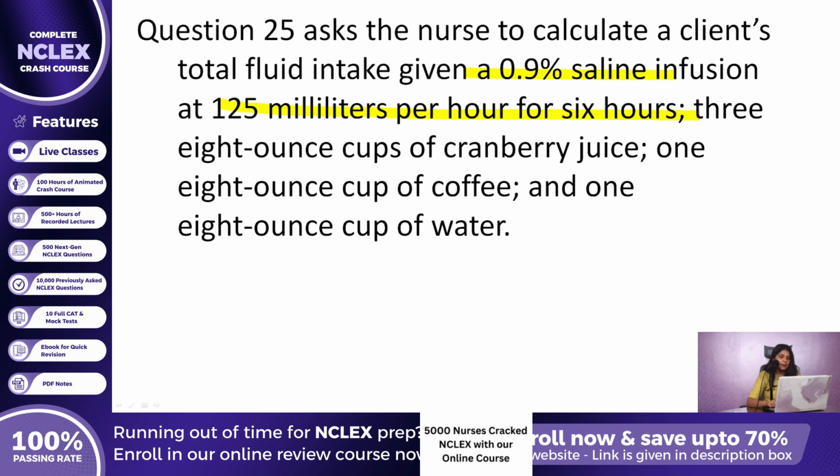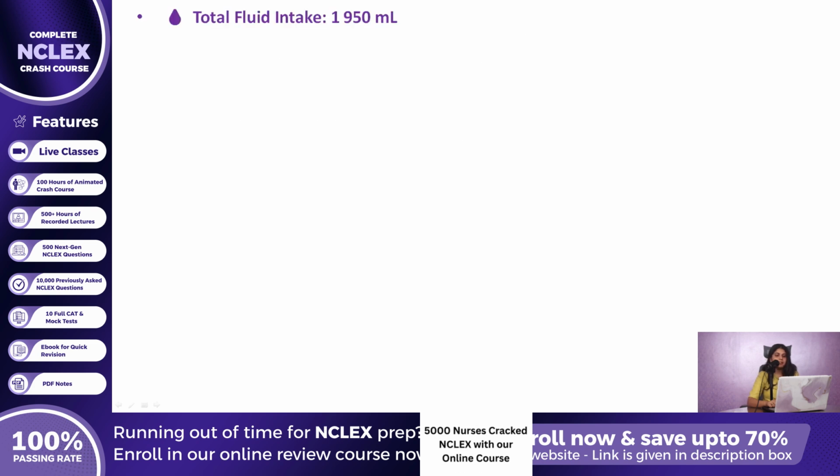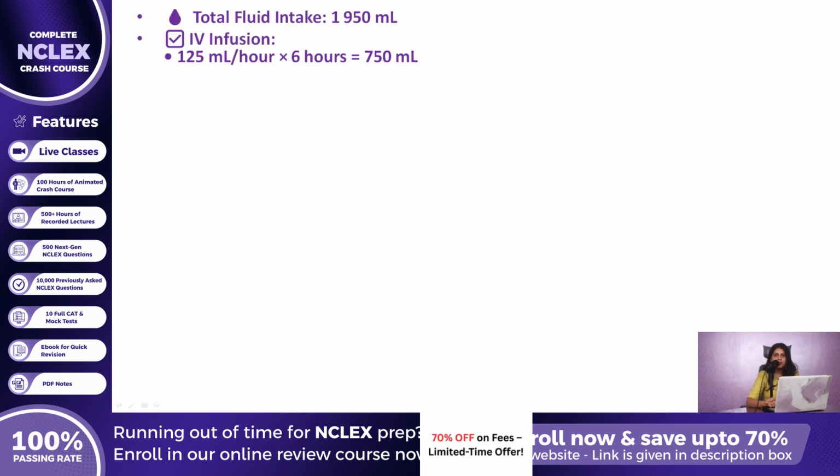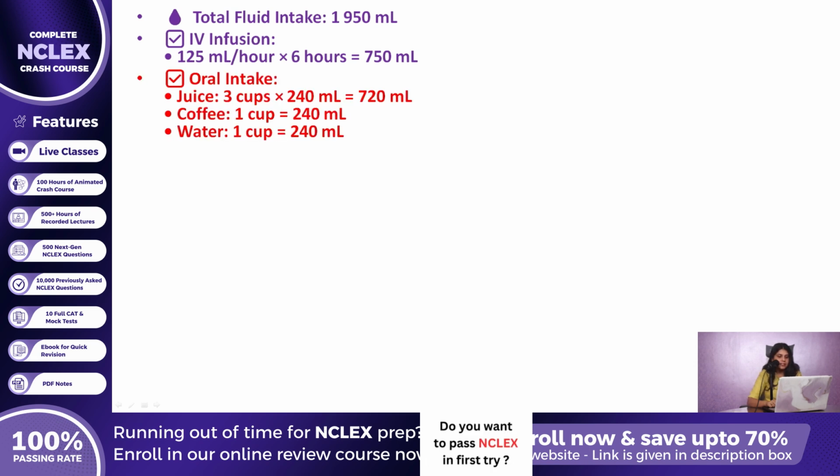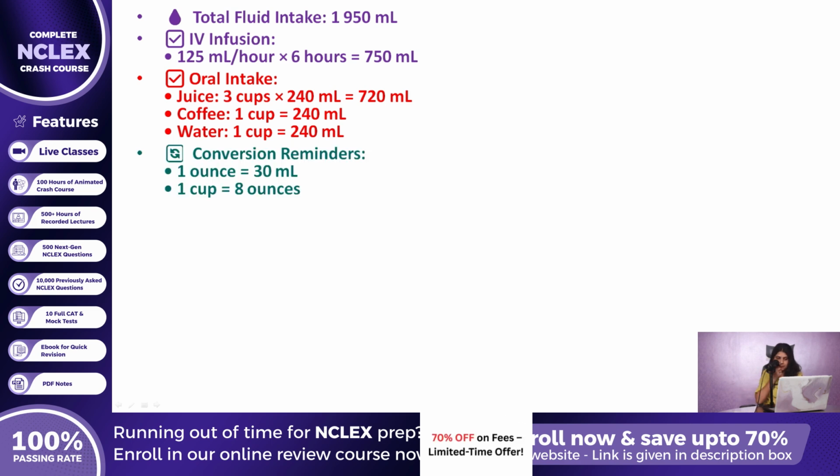Converting all fluids to milliliters, 125 milliliters per hour times 6 hours equals 750 milliliters for the infusion. 3 cups of juice at 240 milliliters each equals 720 milliliters. 1 cup of coffee is 240 milliliters, and 1 cup of water is 240 milliliters. Yields a total intake of 1,950 milliliters.